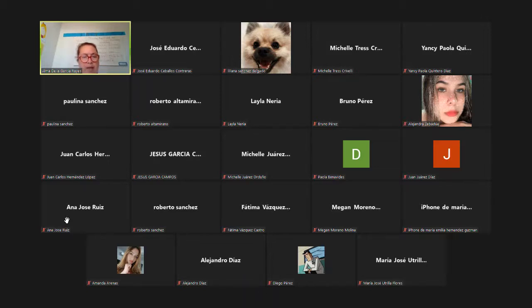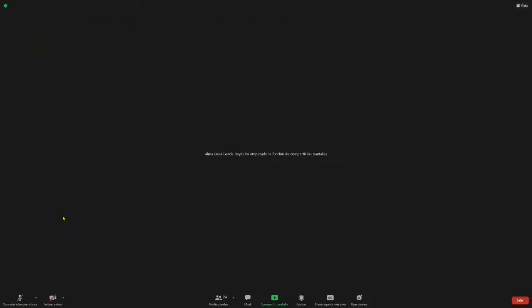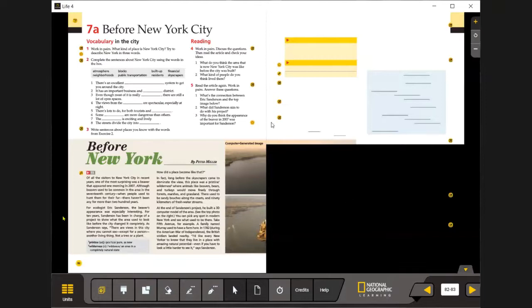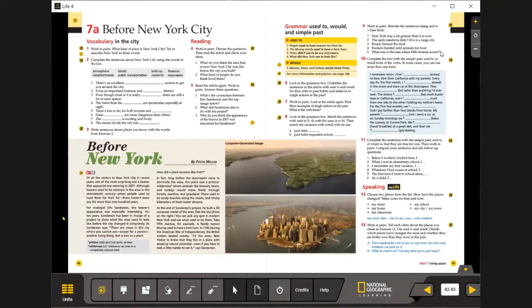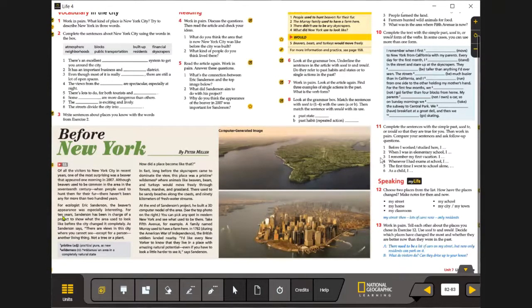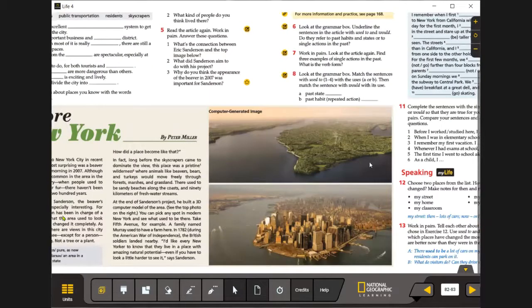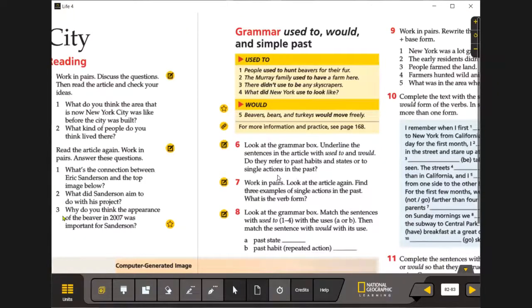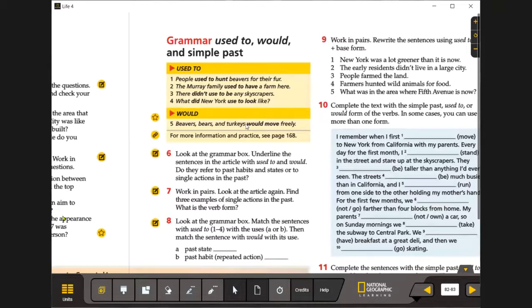Well, okay, let's continue. Let me share the book. And you see, this is the reading I was telling you about the beaver. And here is used to. Okay, any volunteer please to read the yellow box? Yancy, would you like to read it? Okay, Miss.